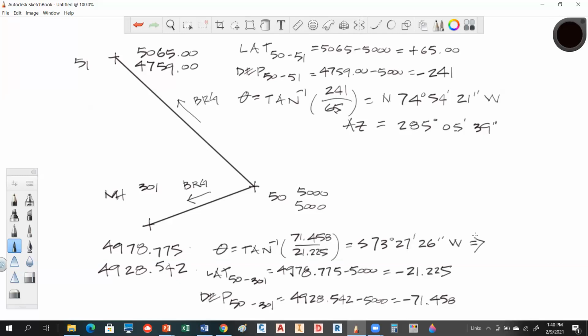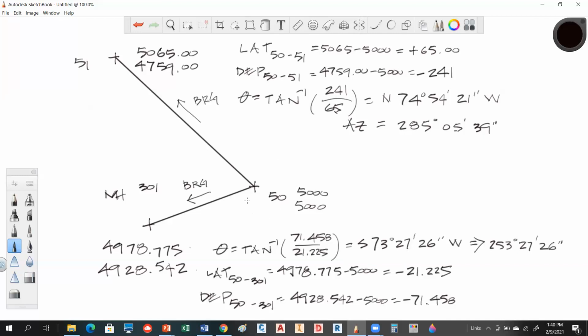Okay, so how do we get that azimuth? Add 180. Yeah, that's very simple. When you're in that quadrant, it's real nice. It's kind of like being in the other quadrant, northeast. So this gives me 253, 27, 26. All right, so we needed this angle right here, we said. The angle to the right, sitting at 50, backsighting 51, foresighting 301.